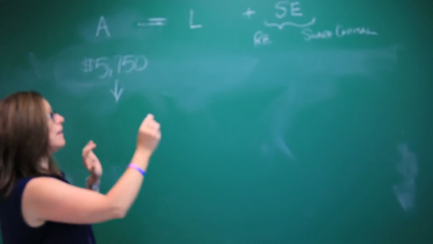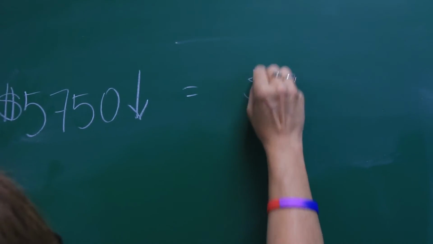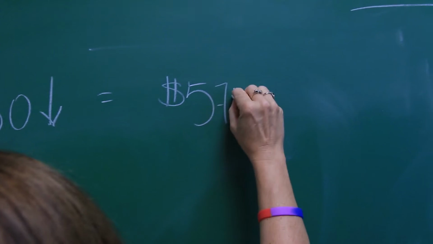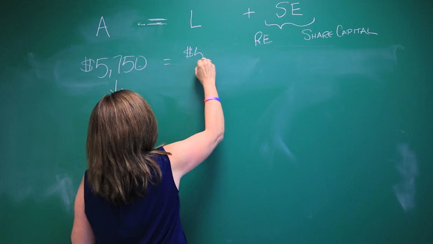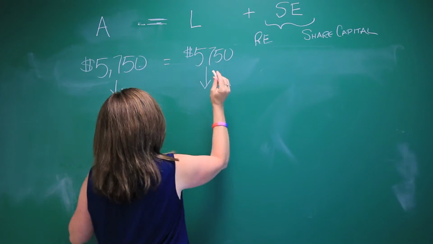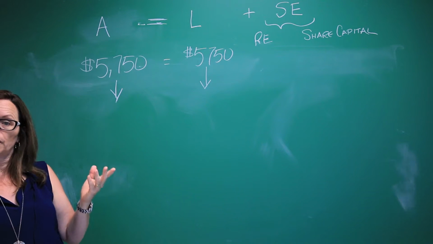We've got to keep this in balance. What else is going away? The liability or the debt. So this is also going to go down $5,750. Our accounting equation is still in balance.